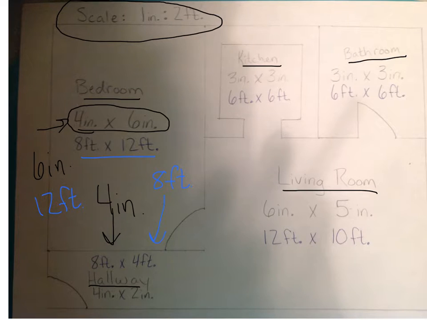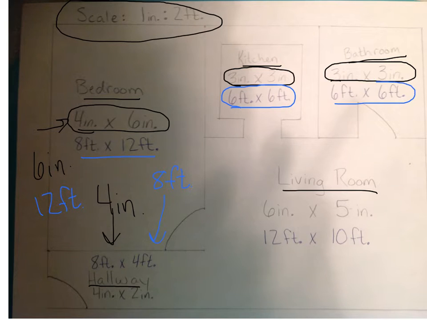So let's go to the kitchen. The kitchen is 3 inches by 3 inches in the scale drawing, and the actual size is 6 feet by 6 feet. So that room is actually going to be a square. The bathroom is again 3 inches by 3 inches in the scale drawing, and the actual size is going to be 6 feet by 6 feet.